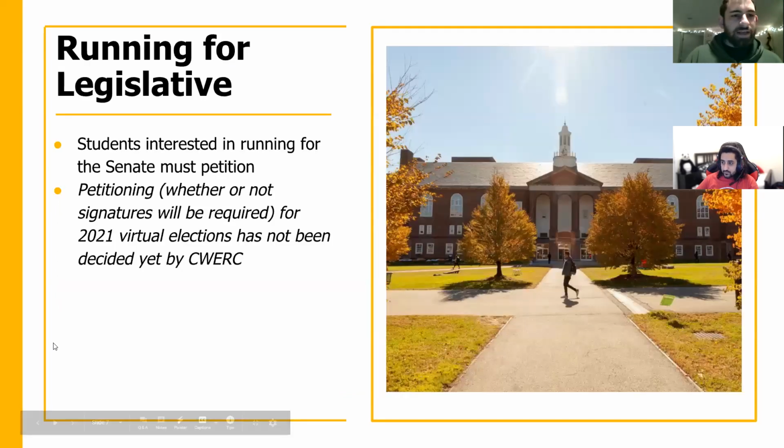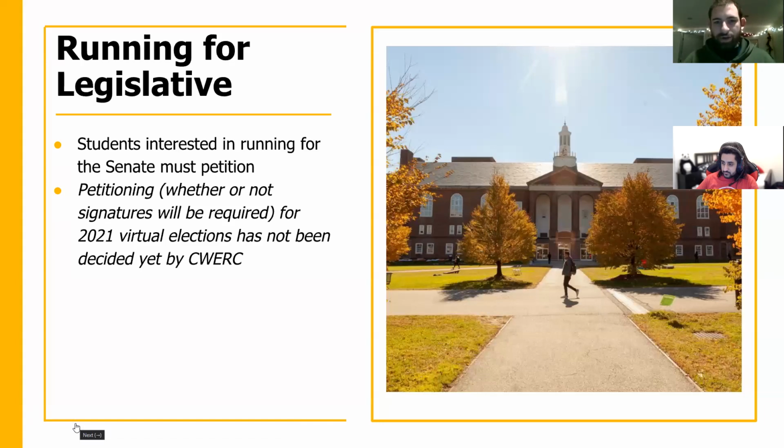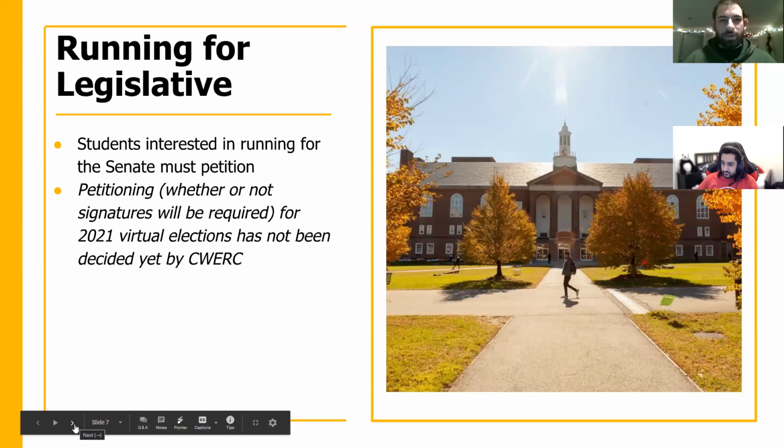Okay, running for legislative. On the other side of the coin, you have the legislative branch. Students interested in running for Senate must petition. Well, again, we don't know yet, so just keep that in mind. And again, I think right now is the best time. The best thing you can do is think about what position you want. And once you have that in your head, then you can start coming up with ideas about the changes you want to make and how you're going to run, and all the different things. So let's go to the next slide.